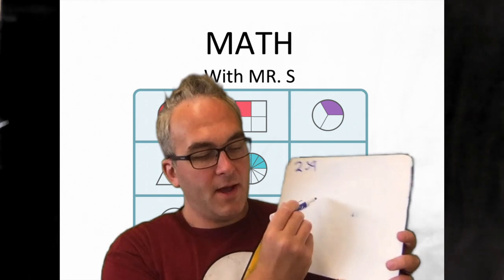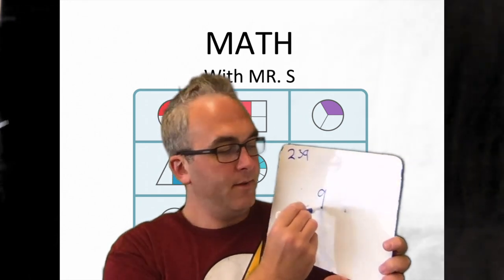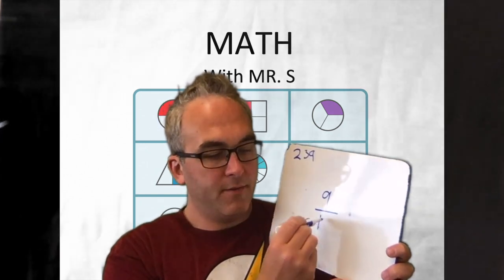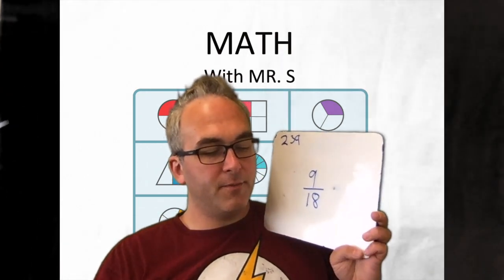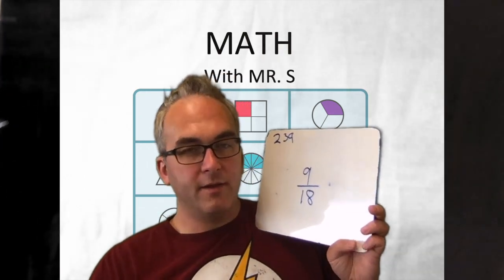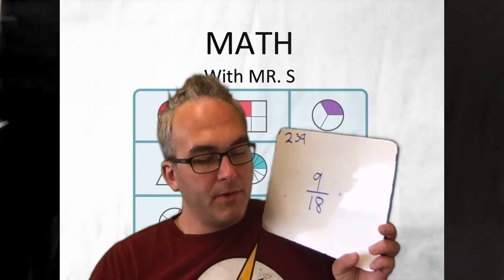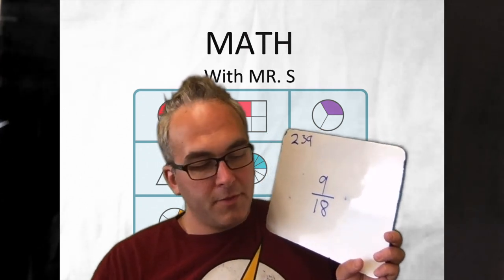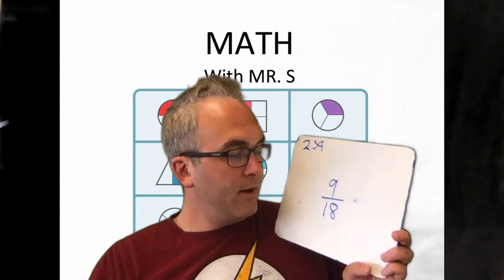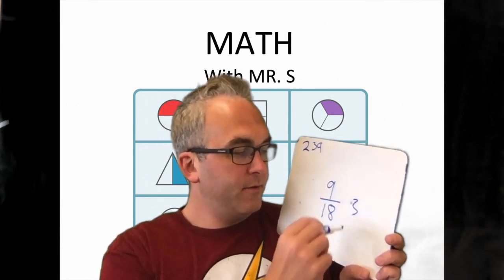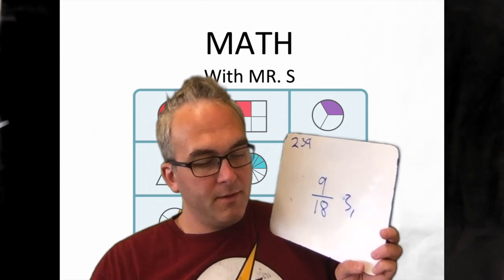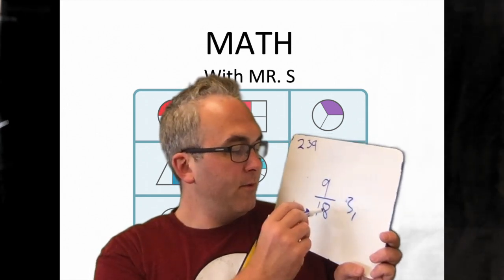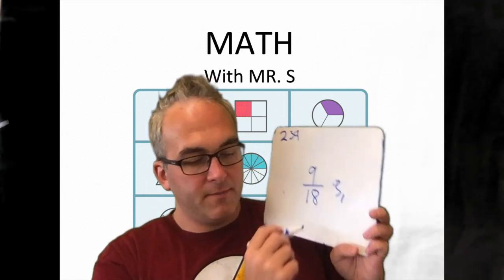B, we have 9 over 18. Okay. So it's not divisible by 2 because 9 is an odd number. So I would go to 3. Is 9 divisible by 3? Yes, because 3 times 3 is 9. Is 18 divisible by 3? Yes, it is. So 3 times 6 is 18.